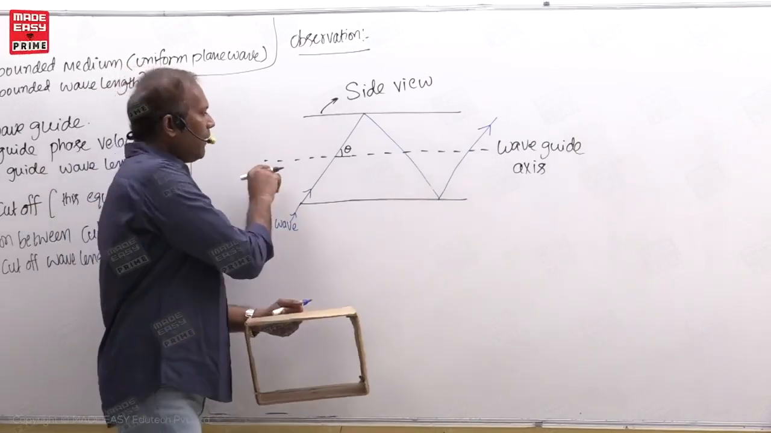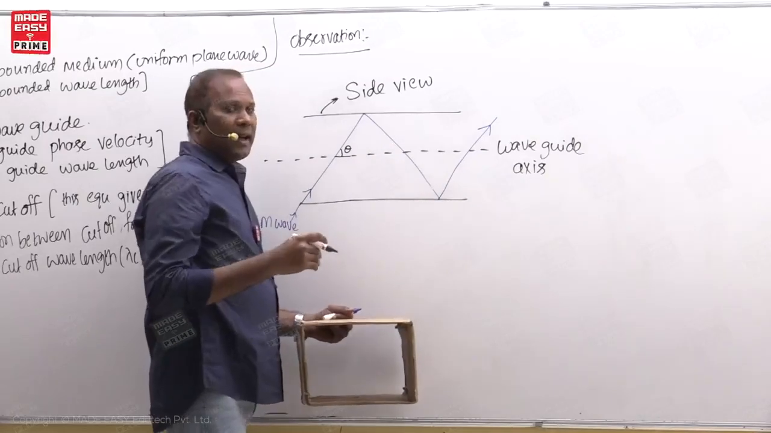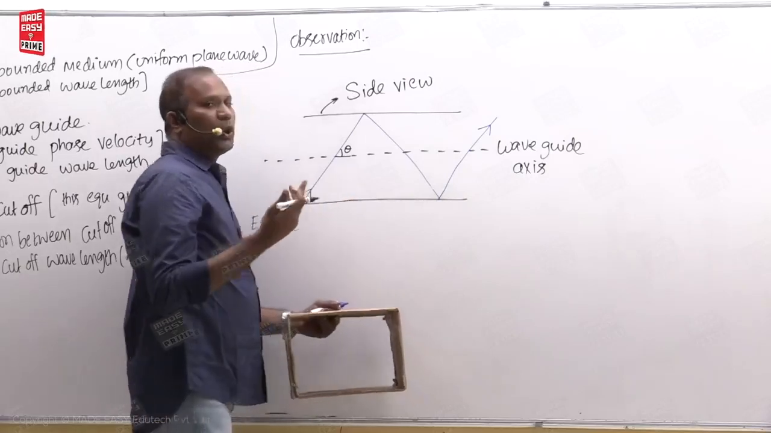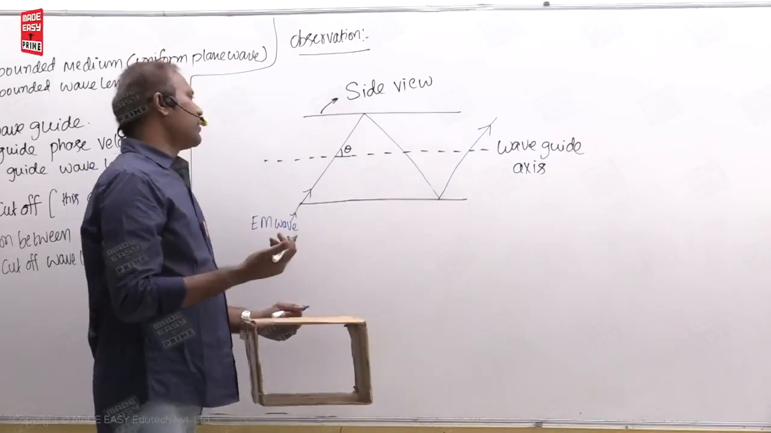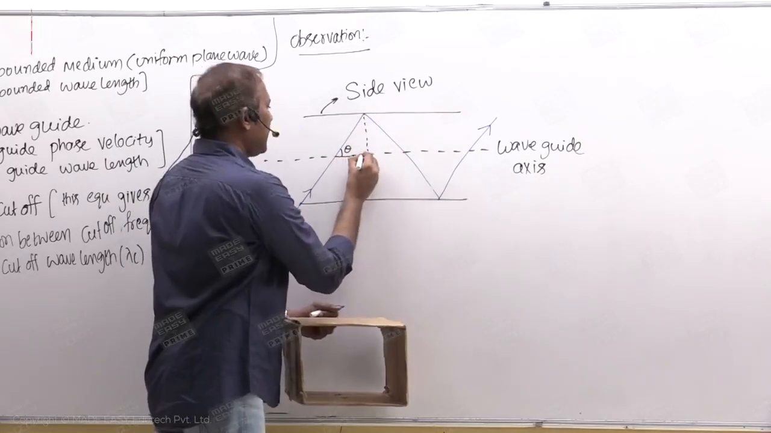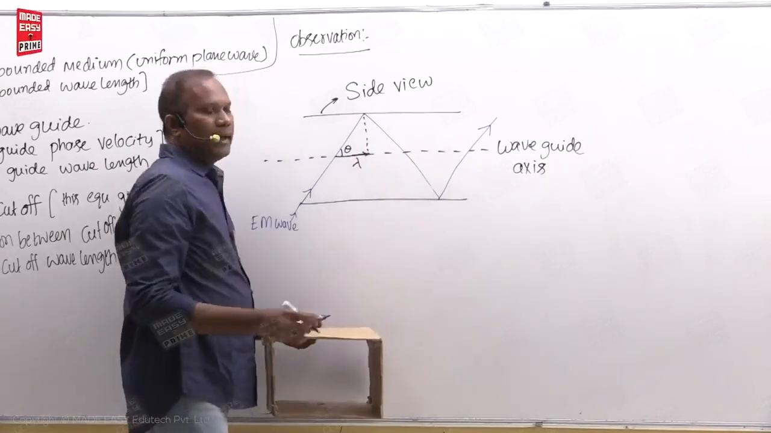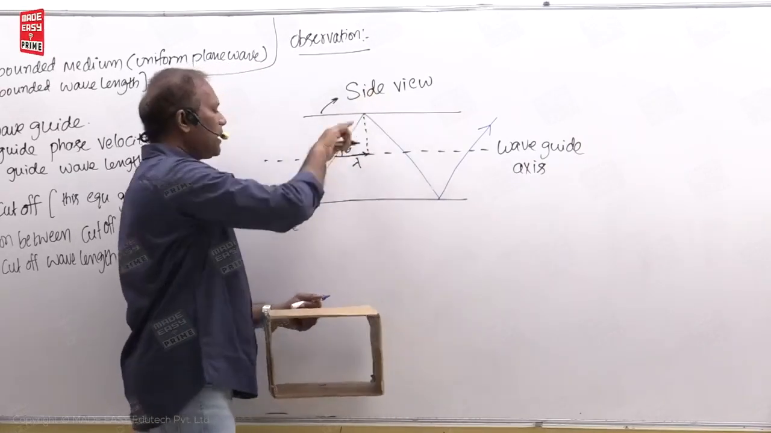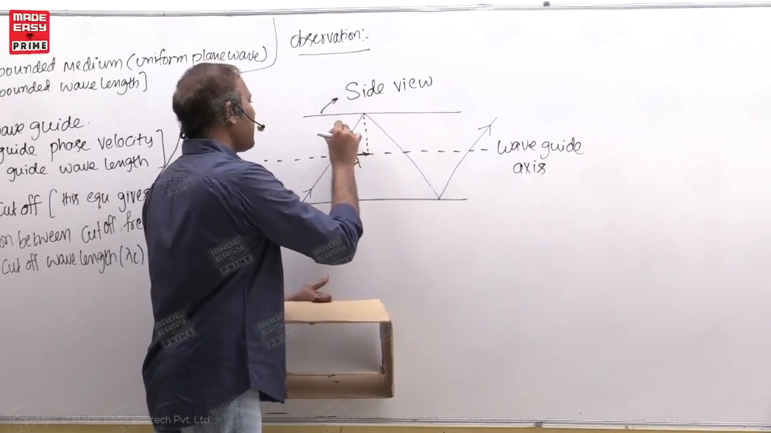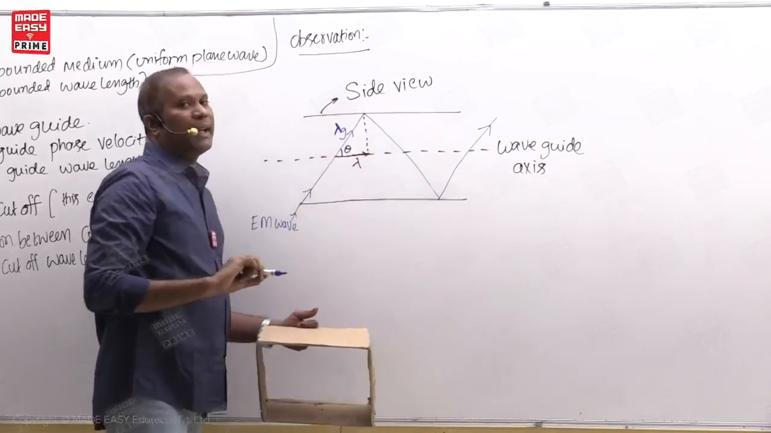Now, when any EM wave travels in the direction of the waveguide axis, it behaves like a uniform plane wave. That means because it is not hitting the conductor, there is no need to bother about the a, b dimensions. In this direction, for example, if I take a vertical line here, whatever wavelength is there is called lambda. In the direction of wave propagation, whatever wavelength is there is called lambda g.